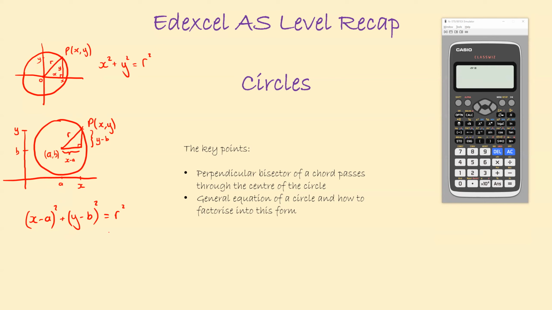Interestingly enough, if you were to multiply this out, you're going to get some x squared, you're going to get some x terms. So in this case, it'll be minus 2ax. You're going to get a constant a squared, and it's the same for the y's, plus b squared, and that's going to be equal to r squared. So we get some x squares, we get some y squares, we get some x's, some y's, and then a load of constants.